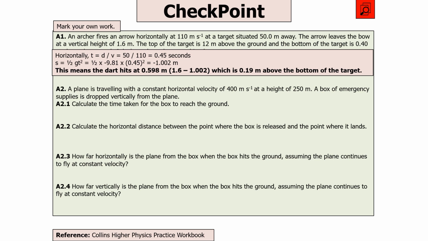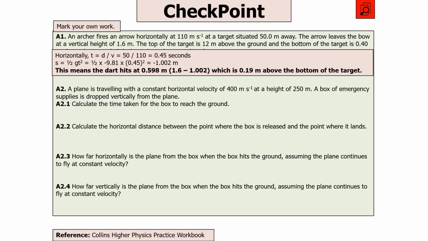We can say the only force is acceleration due to gravity. So therefore, a is going to equal g, which is 9.81. It's going to be negative 9.81 because it's going downwards. Okay, so therefore, you'd work it through to be minus 1.002 meters. So the arrow hits at about 0.598 meters because it's 1.6 minus 1.002 because it's going downwards, so therefore it's 0.19 meters above the bottom of the target when you look at all the logic of it.